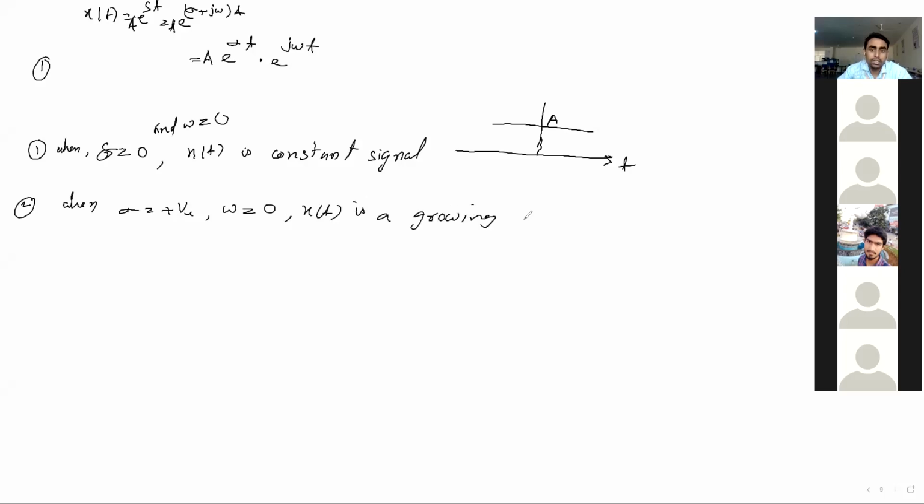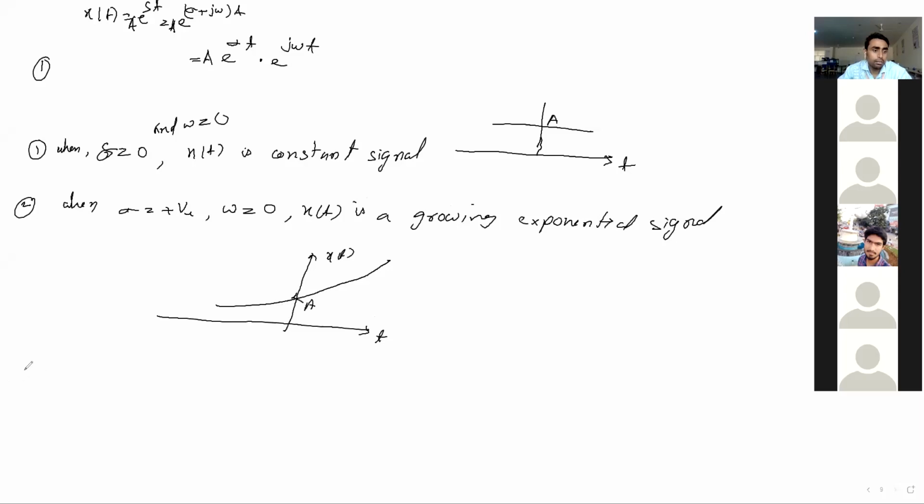a growing exponential signal. The waveform is increasing. This is t, this is x of t, and this value is nothing but A. The first three waveforms are similar to the previous signals, because we are taking alpha equal to 0 and omega equal to 0. If omega equal to 0, there will be no imaginary term, so it's similar to the real signals.